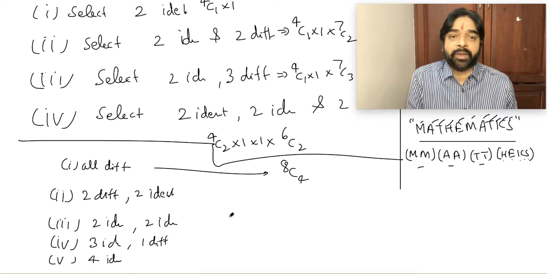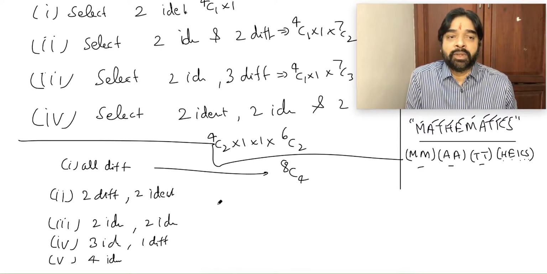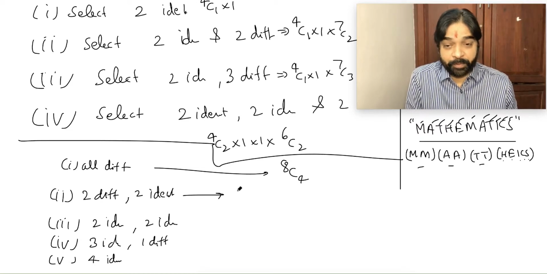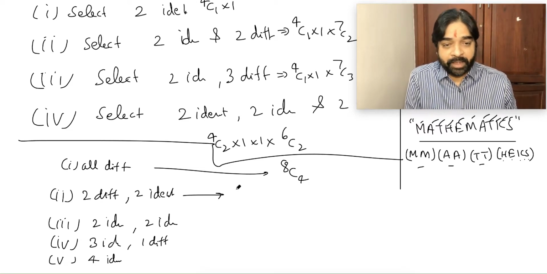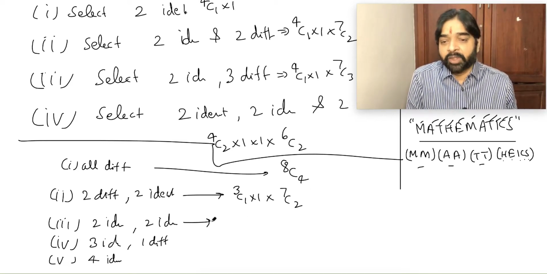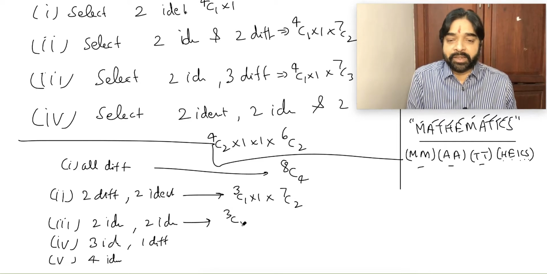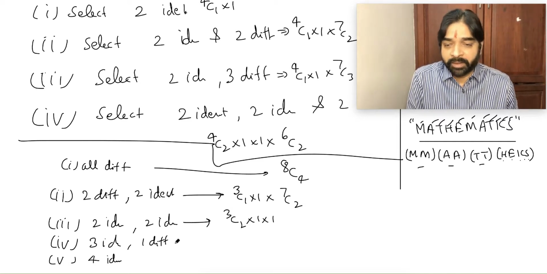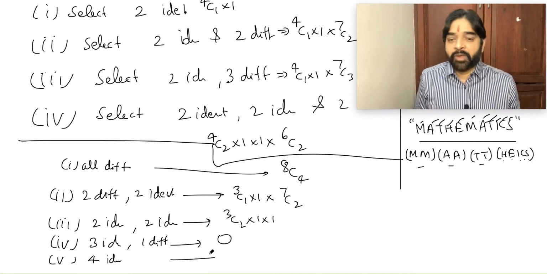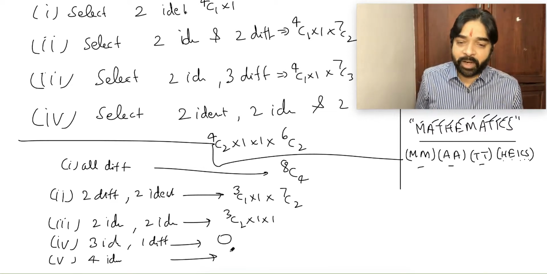8C4. Yes or no? And 2 different, 2 identical. I will say 2 different. First preference to identical. Identical 3 groups. 3C1 into 1 into. Now 7 letters left. 7C2. 2 identical, 3C2 into 1 into 1. 3 identical and 1 different: 0. 4 identical: 0.